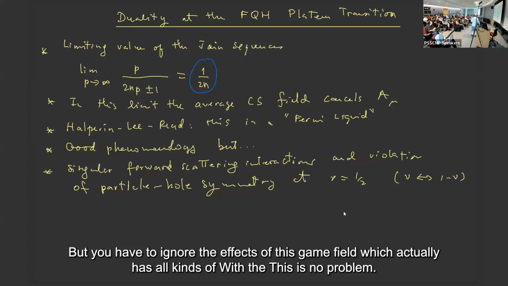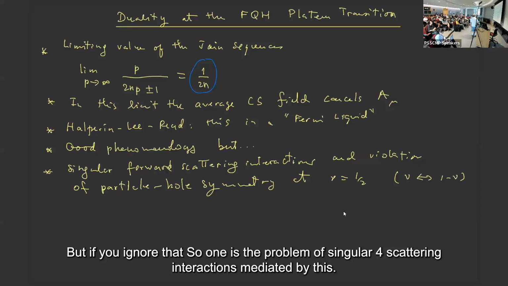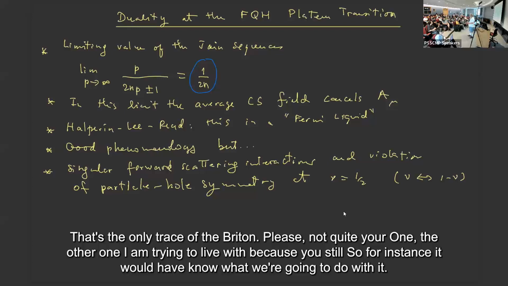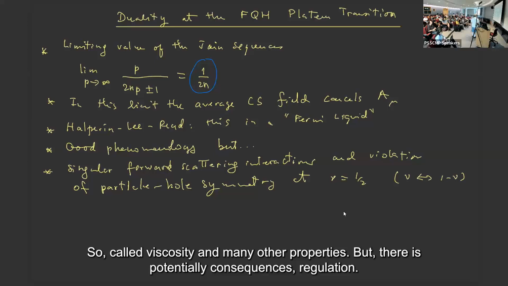But if you ignore that, one is the problem of singular forward scattering interactions mediated by this gauge field. The other is that in that limit, because these composite fermions have no charge, the theory appears to be time-reversal invariant, even though there's a huge magnetic field. So where is the breaking of time reversal? It's in the Chern-Simons term of this gauge field that is still there. That's the only trace of the breaking of time reversal. So it's not quite your standard Landau Fermi liquid, because you still have this problem. So for instance, you would have a non-quantized and non-universal Hall viscosity and many other properties that are essentially consequences of the violation of time reversal.